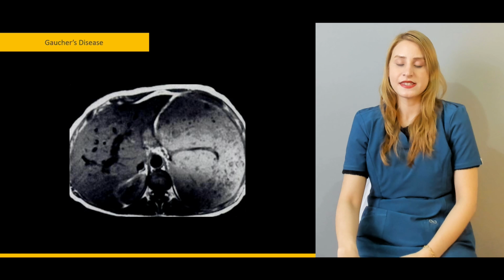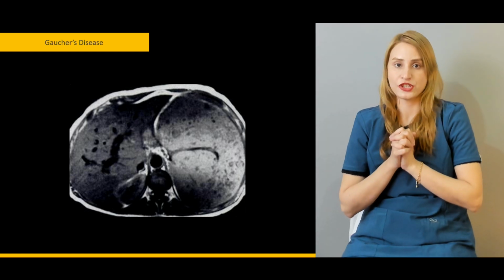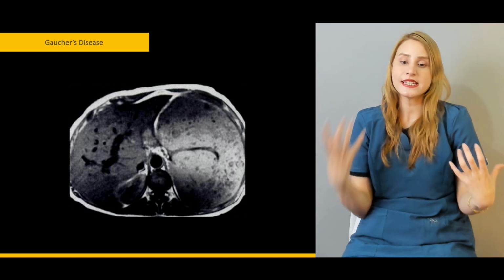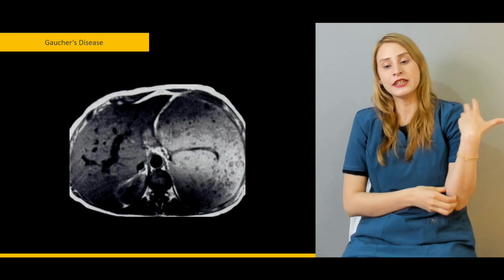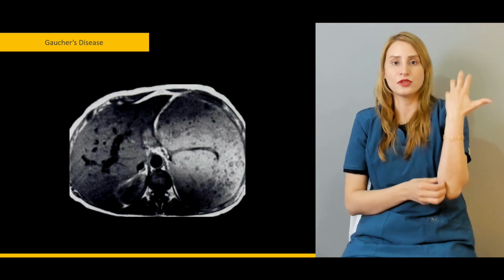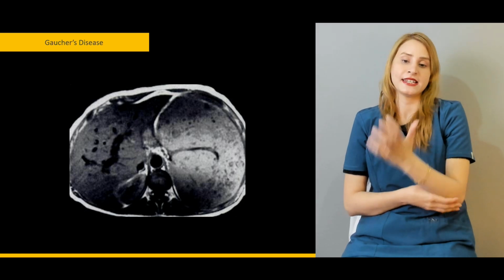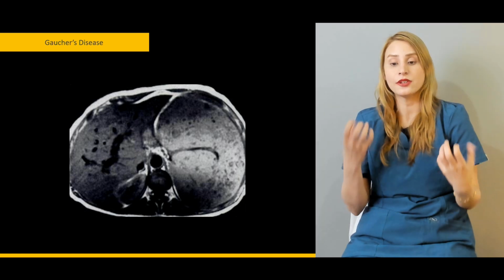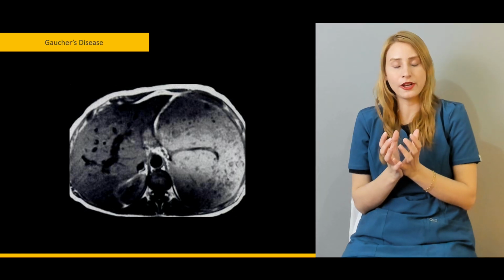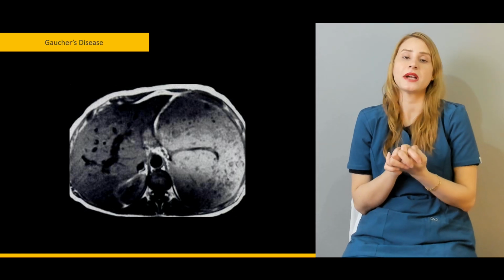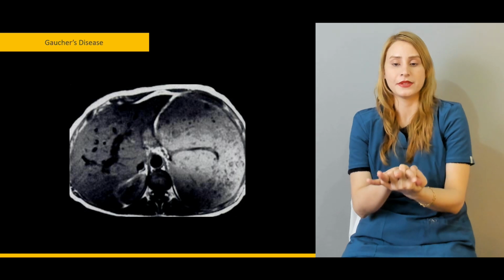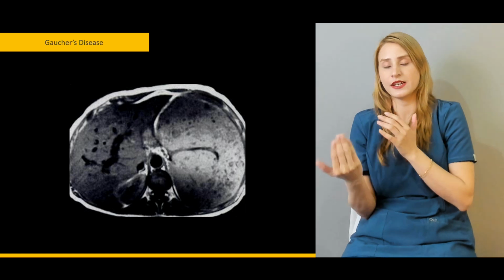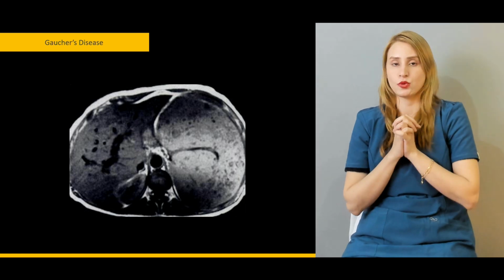So again, this is the CT, which is showing you the level of the spleen and the level of the liver, and you can see multiple hypodense lesions present in the spleen, or in the liver as well. It's showing you the diffuse deposition of some kind of chemical or material, which is the glucocerebrosidase in case of Gaucher disease.